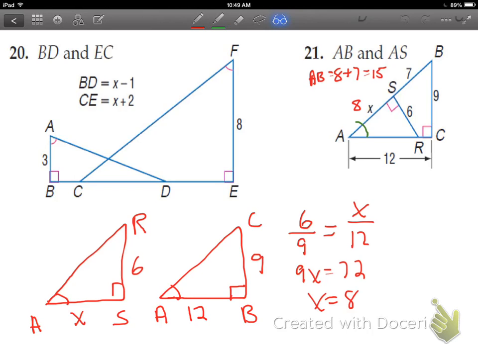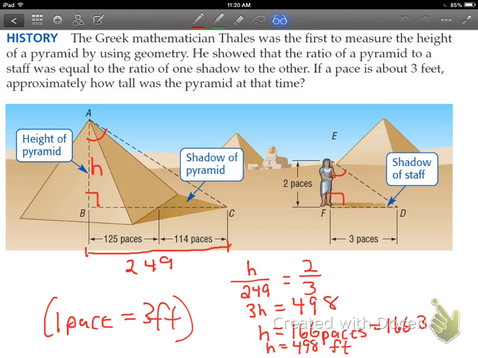On problem number 21, again the technique, and I've drawn the triangles in the bottom left hand of the picture now, is to draw the two triangles separately. Each triangle contains angle A and a right angle, so they are similar by angle, angle. Forming ratios of corresponding parts then, we get 6 over 9 equals x over 12, which gives us an x value of 8. 8 then is the length of AS. The length of AB is 8 plus 7, which is 15.